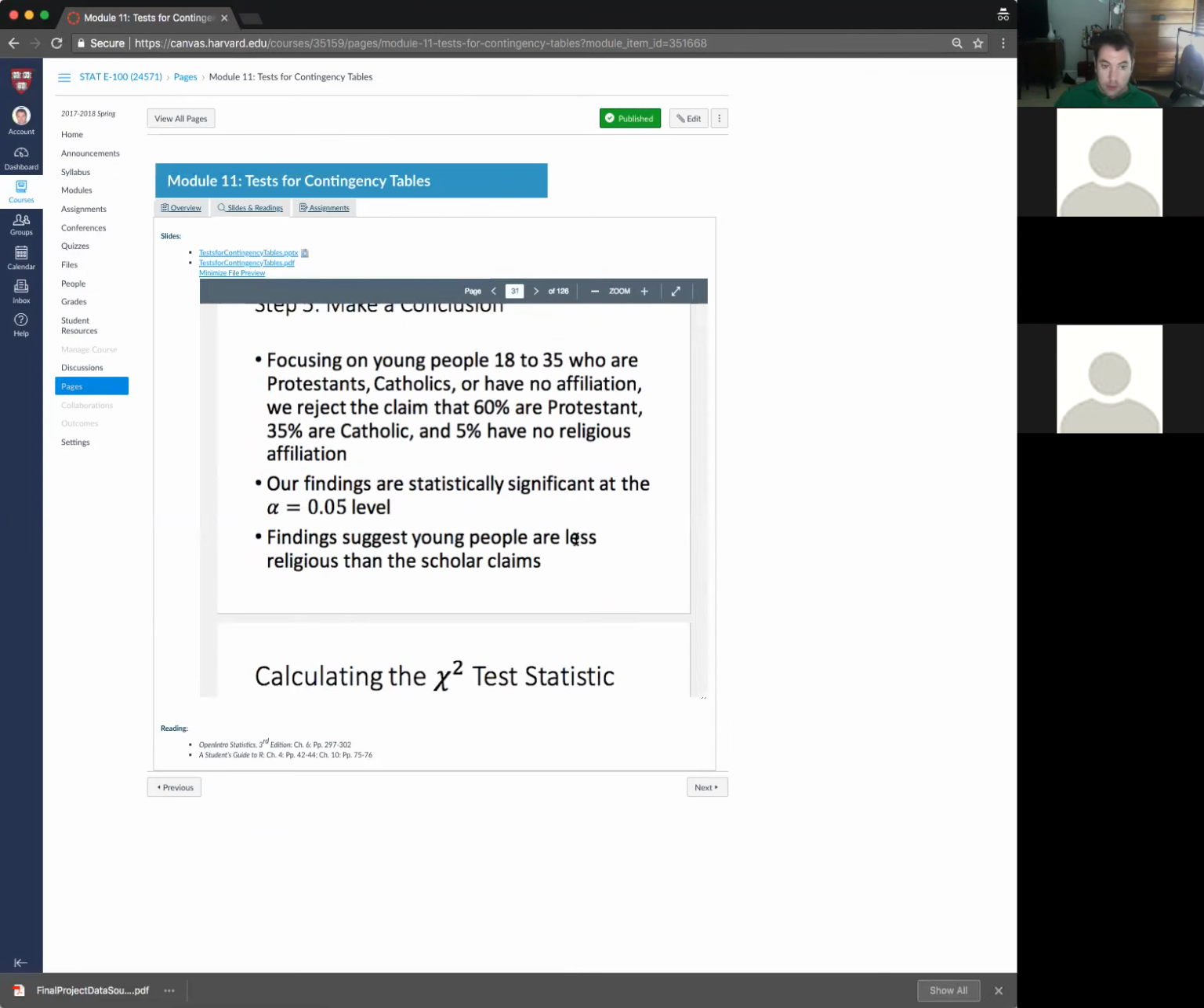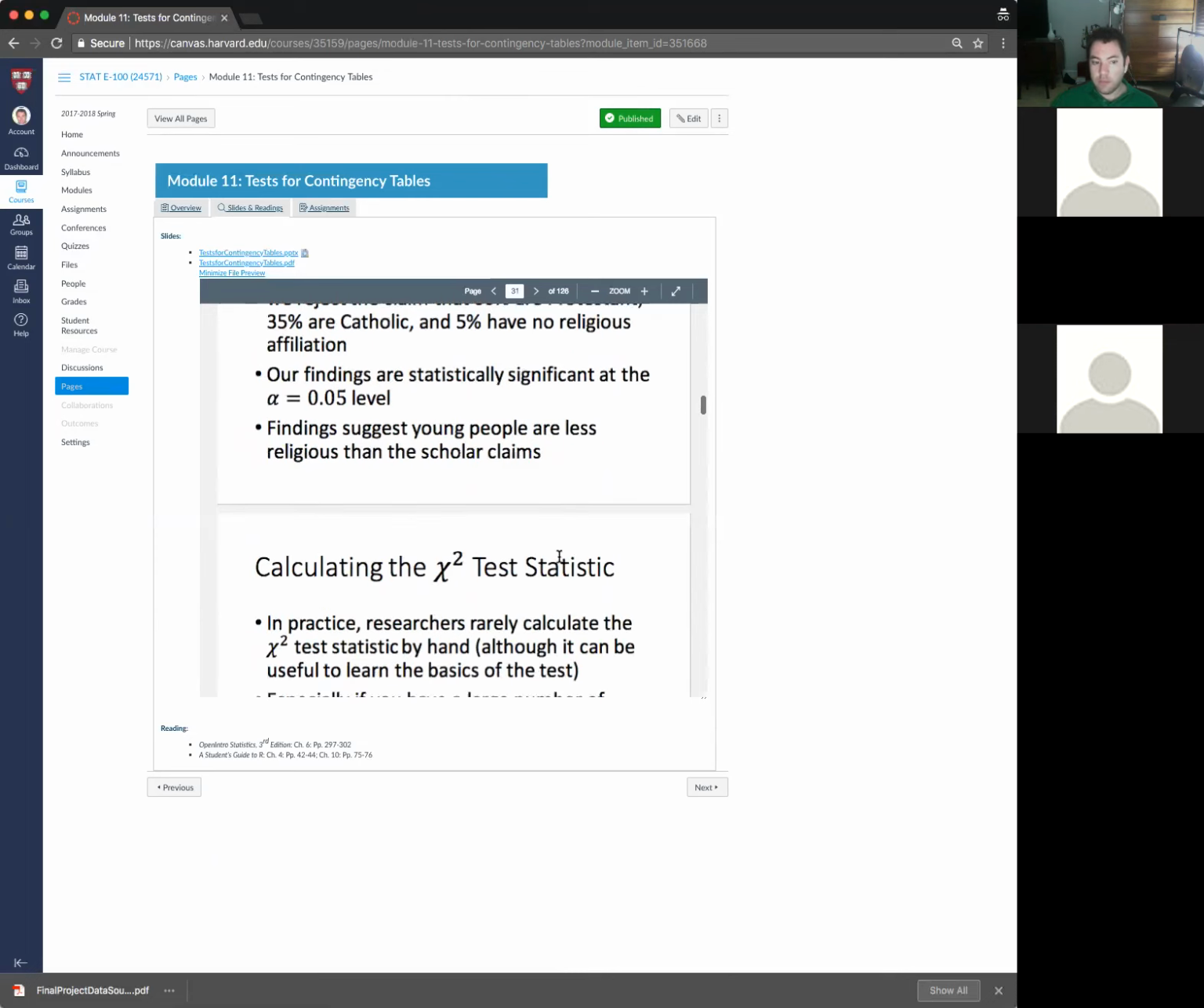So this conclusion is that the scholar who thought that this was the proportion, we find that it's not the case, that young people are less religious than the scholar actually claimed. We could see that because he proposed that there was a 5% no religious affiliation, and we found that there was a lot higher than that.